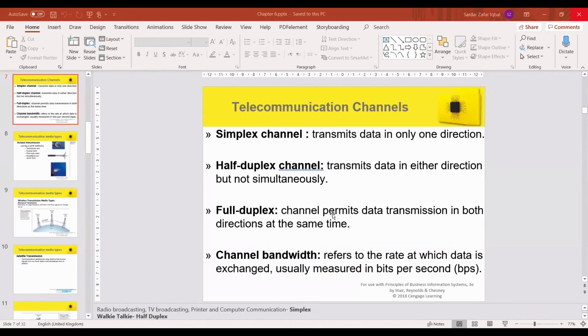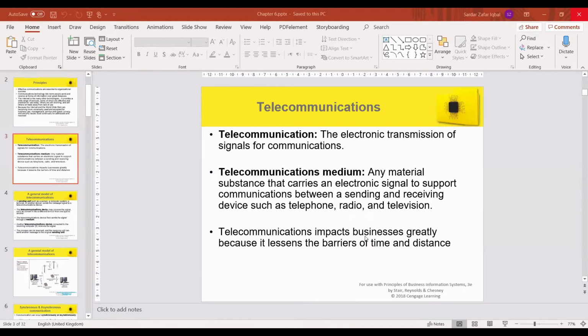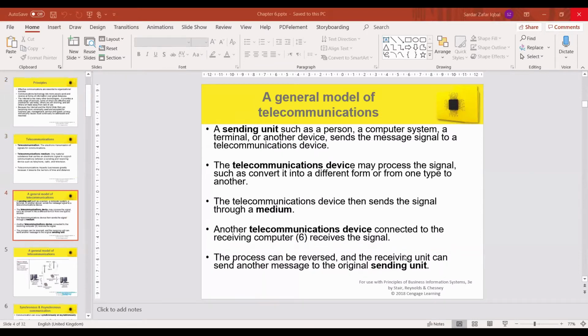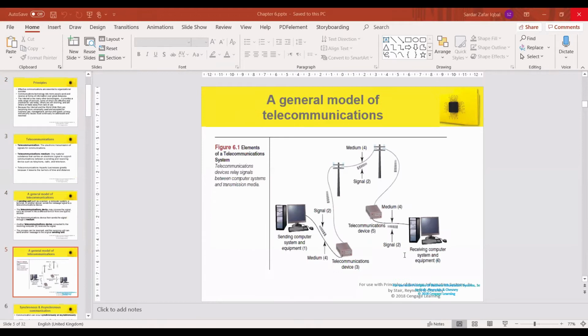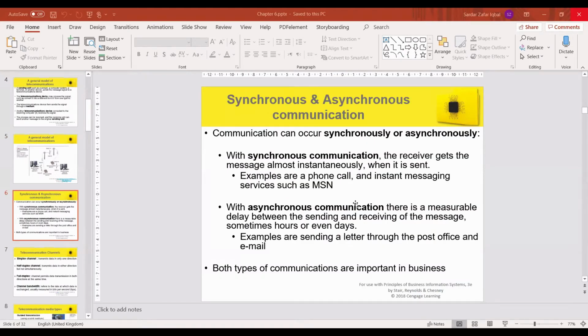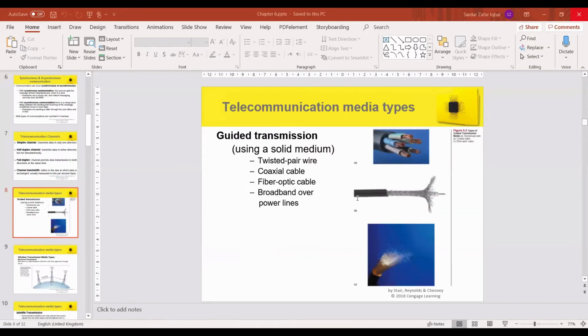From the start, what we discussed. We started with telecommunication. We discussed telecommunication medium, the general model of telecommunication, the sending unit and the receiving unit, how they transmit the data through telecommunication device, synchronous, asynchronous communication. Then we discussed the different types of channels, simplex, half duplex, full duplex, channel bandwidth.